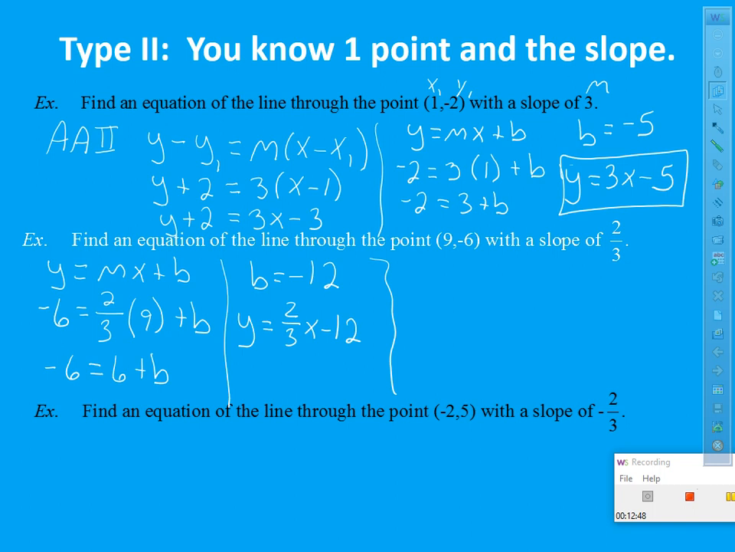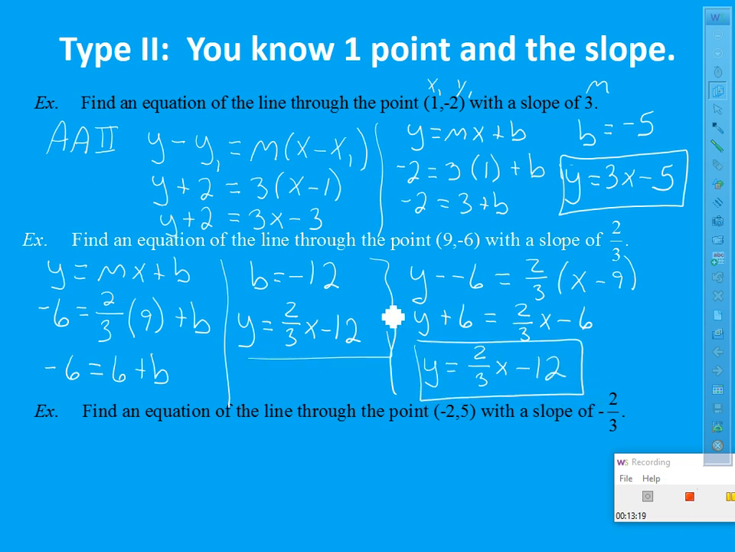One last time on the other one, if you use the way you did it in Advanced Algebra 2, we're going to go y minus negative 6 equal 2/3 times x minus 9. This becomes y plus 6 equal 2/3 x minus 6 if you distribute. Subtract 6 from both sides and get y equal 2/3 x minus 12. Same answer, two different ways. Like I said, whichever way you like best, guys.